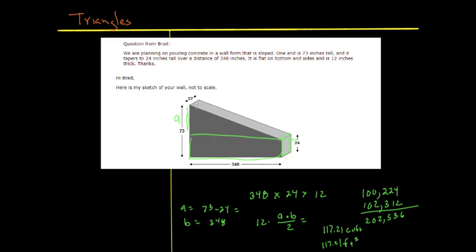We had to use our triangle geometry to find the area of this part of our concrete, and then we multiplied it again by 12 to get the cubic inches.